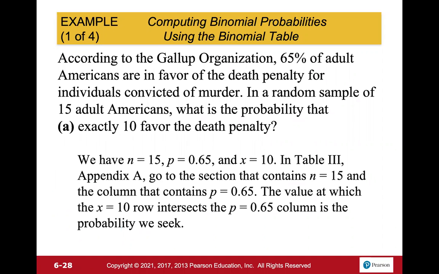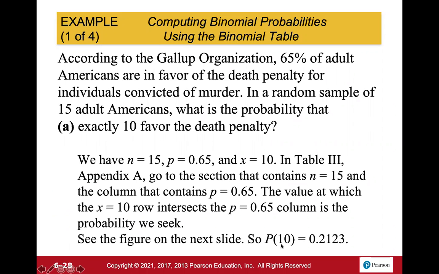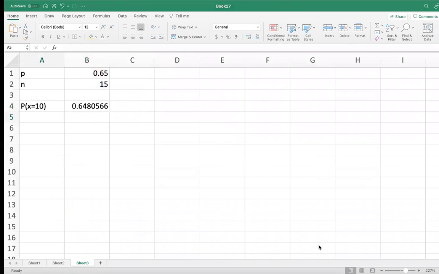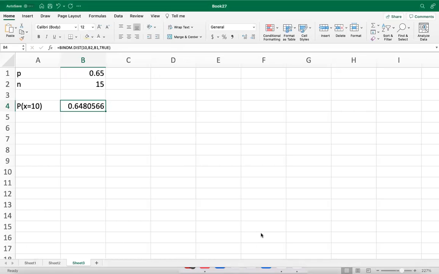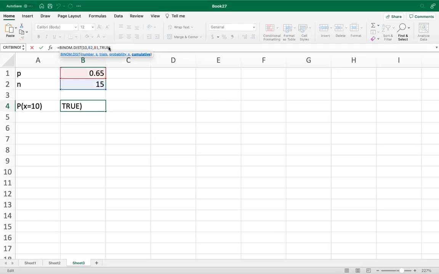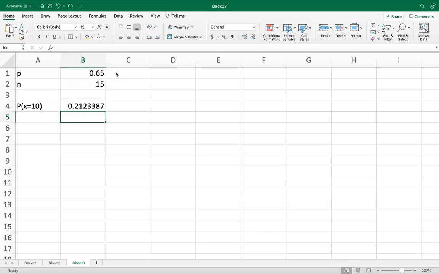Clear this here. So we have N equaling 15, P equaling 0.65, X is equal to 10. Here they use the table and they saw that the probability of 10 is 0.2123. Okay, I see where the mistake happened. We put true, which is adding all of these values together, but we didn't really want true. What we wanted was false to get exactly 10. True added up the probability of zero plus the probability of one, all the way up to the probability of 10, but we only wanted the probability of 10.